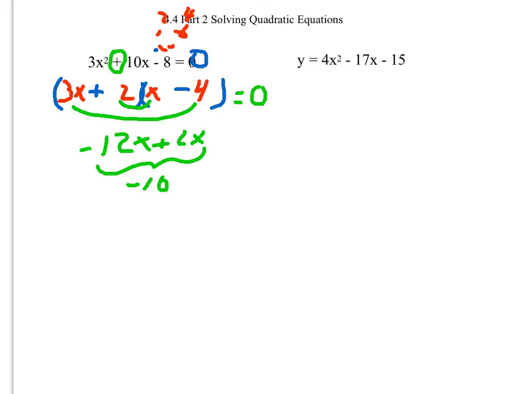So our number is right, our signs are wrong, which means the signs are wrong inside the binomial. So we can just switch those around. So we'd have 3x minus 2 and x plus 4. So now it's correct.